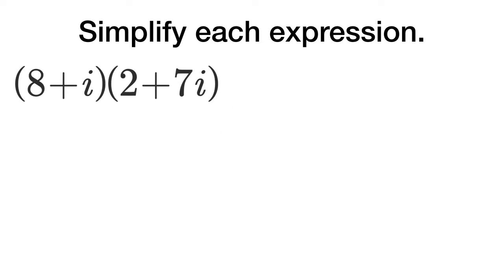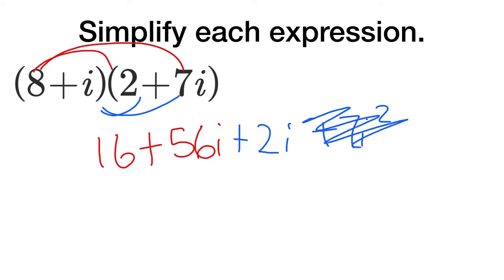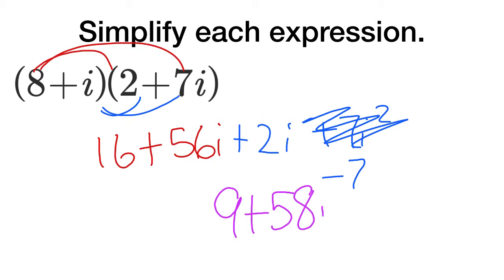Oh, now we actually have to FOIL. So, first, 8 times 2 is 16. Outside, plus 56i. Inside, plus 2i. And last, plus 7i squared. But remember, i squared is negative 1, which means minus 7. So we end up getting 9 plus 58i.